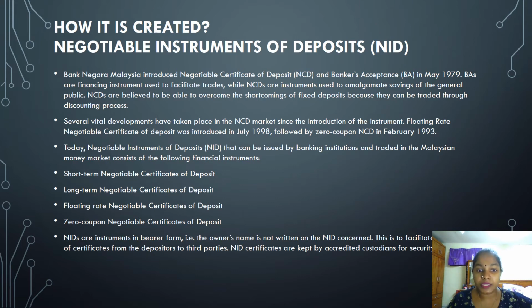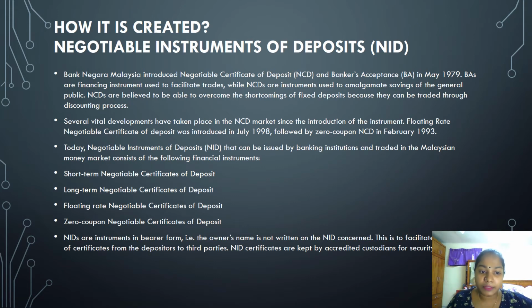Today, negotiable instruments of deposit that can be issued by banking institutions and traded in the Malaysian money market consist of the following financial instruments. They are short-term negotiable certificate of deposit, long-term negotiable certificate of deposit, floating rate negotiable certificate of deposit, and zero coupon negotiable certificate of deposit.